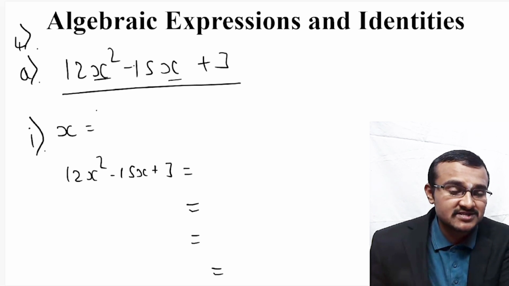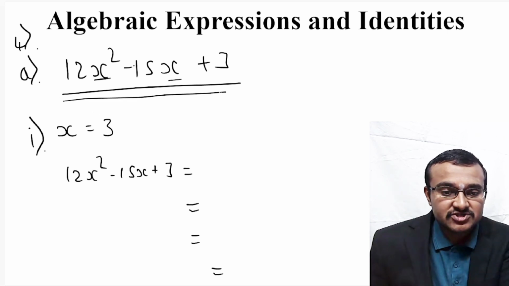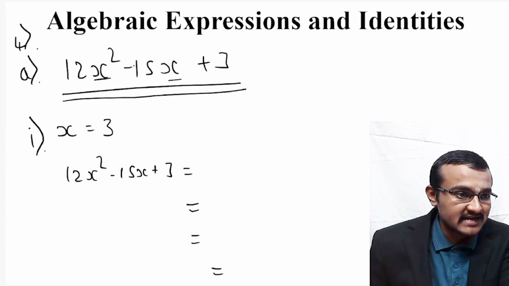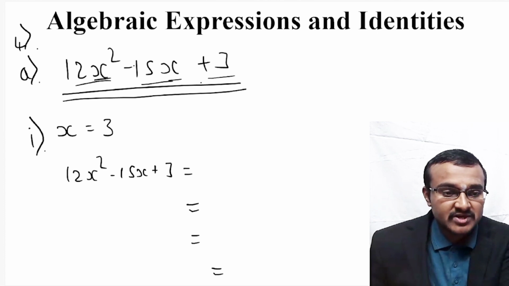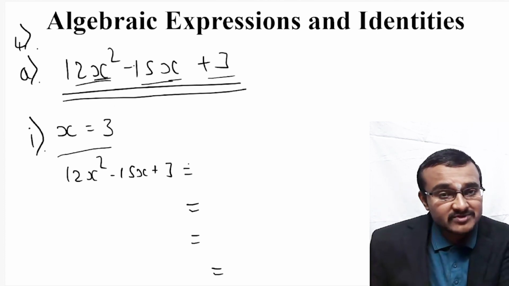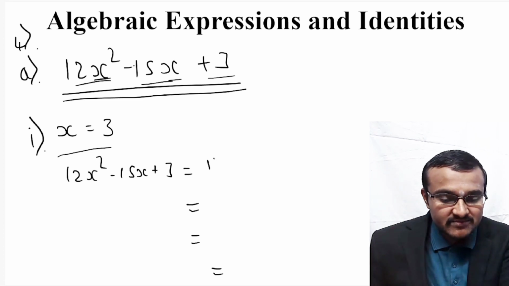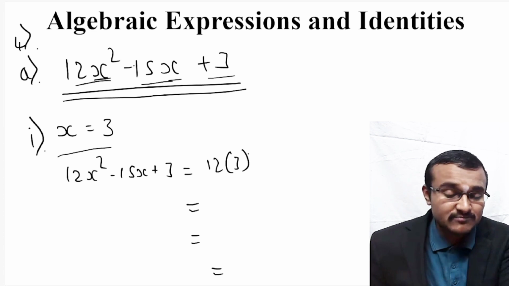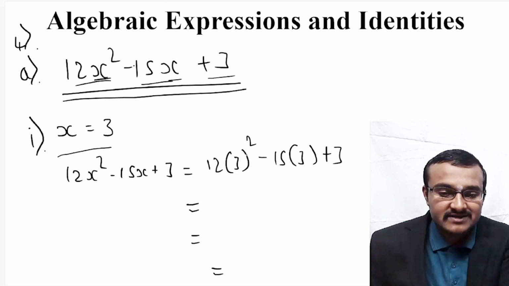So coming to the first question in this particular A question, there they have given x as 3. So the algebraic expression which you have got after solving the given algebraic expression, you have got 12x square minus 15x plus 3. So when you substitute x with 3, then what will be the answer? So 12x square minus 15x plus 3. So in the place of x you go on putting 3. So it will be 12 into 3 square minus 15 into 3 plus 3. So what is 3 square?